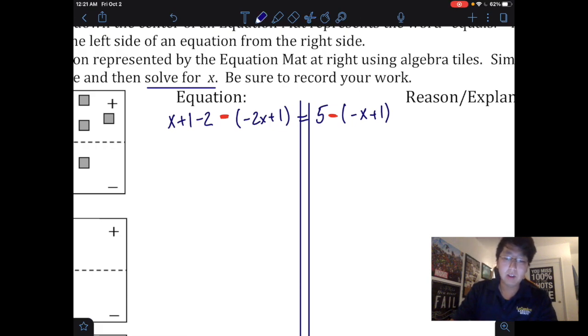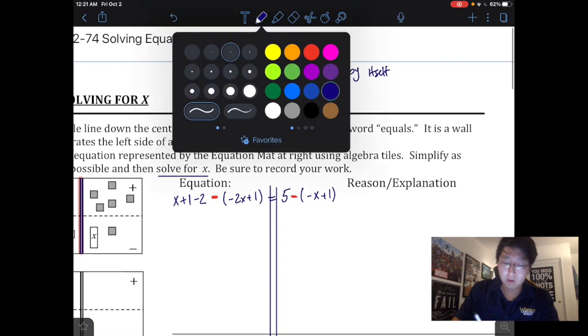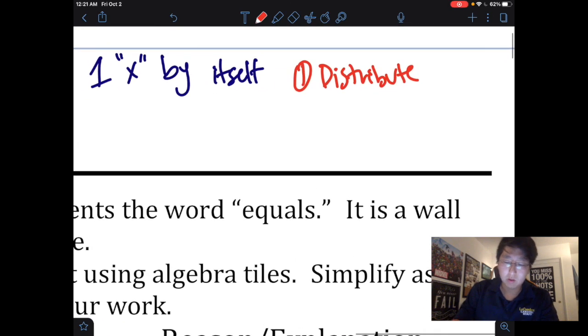Now I'm going to do everything that I know about simplifying. If you can't remember, there are three things you can do. Number 1, we can distribute. Number 2, we can combine like terms.